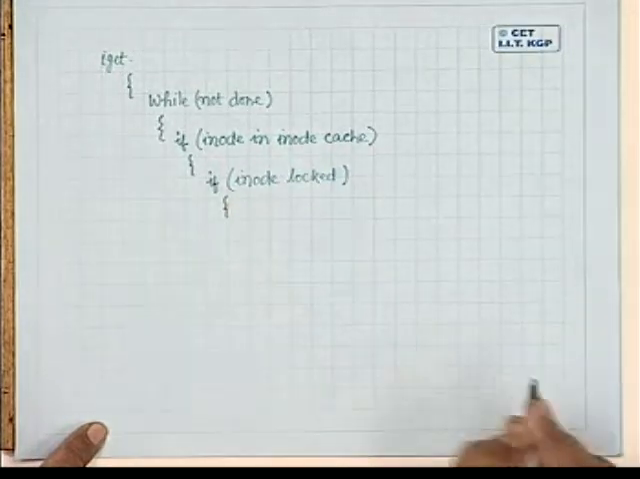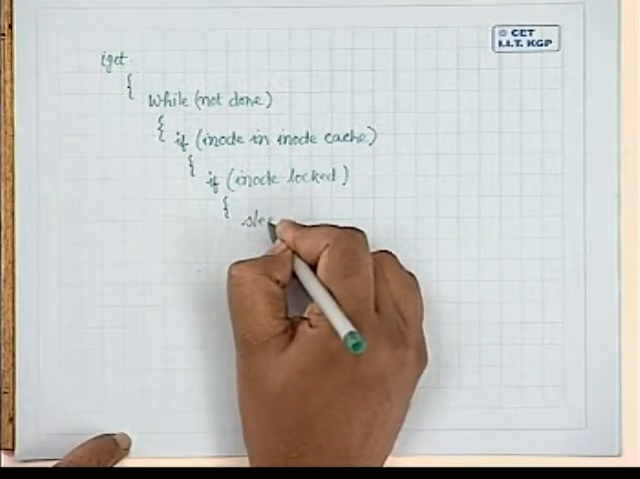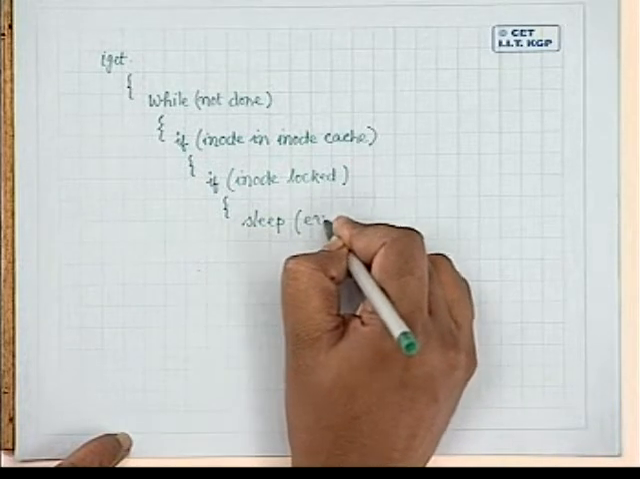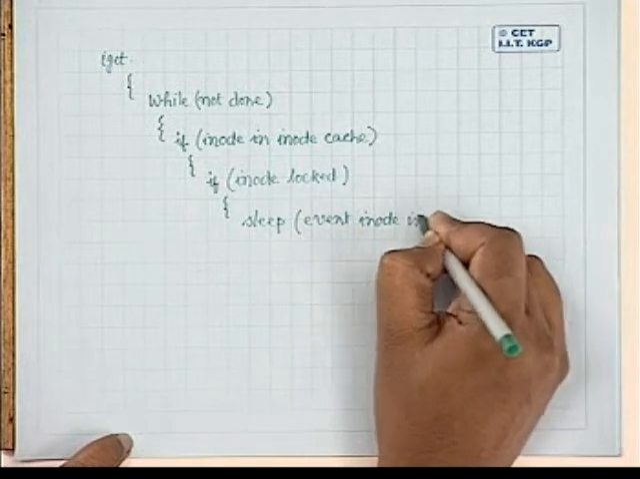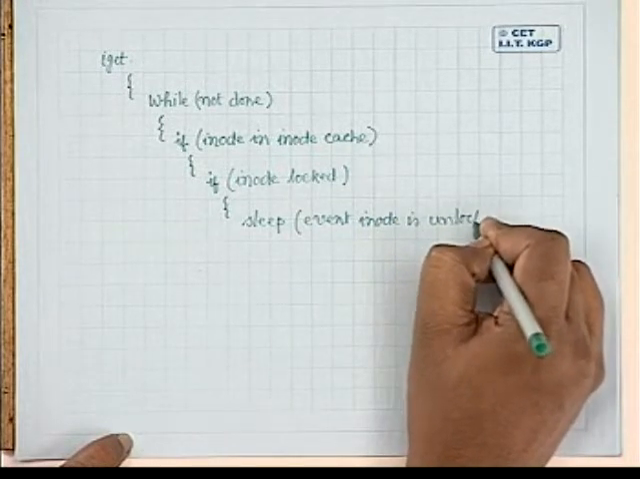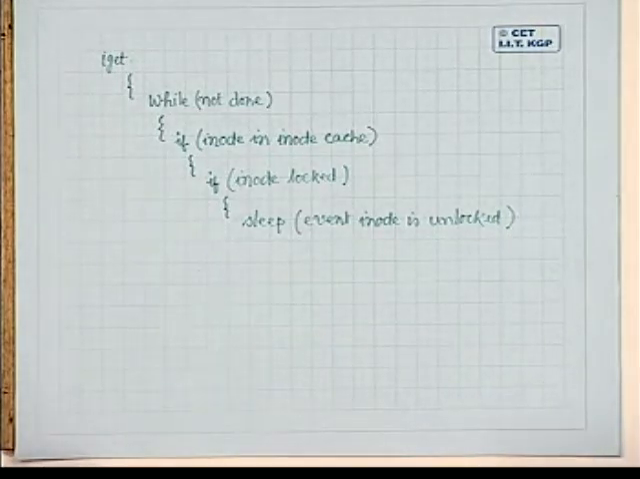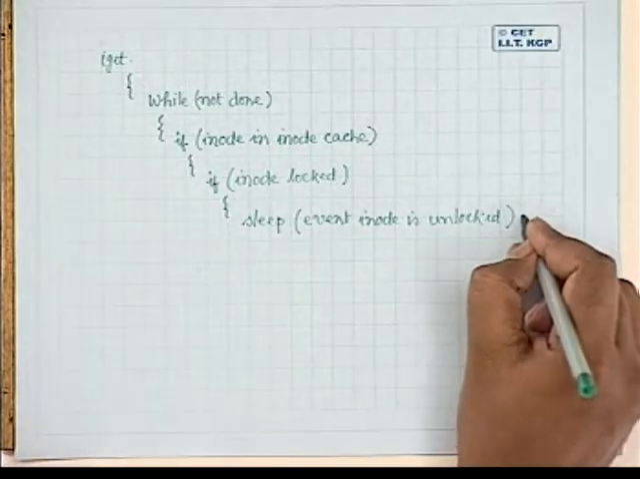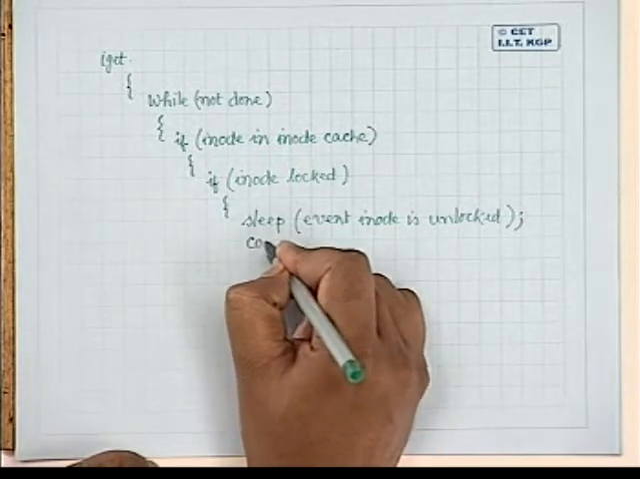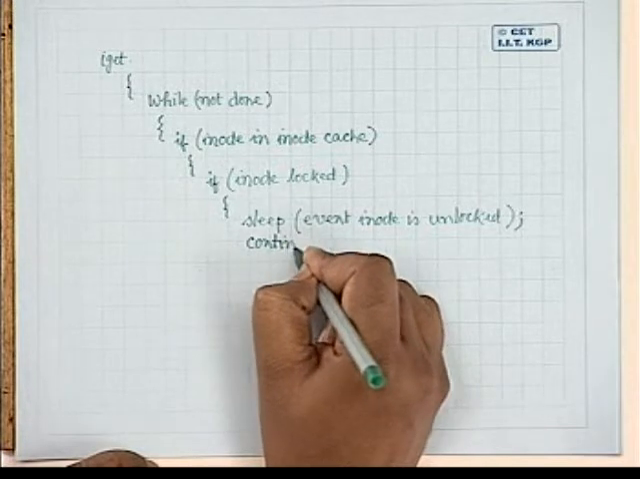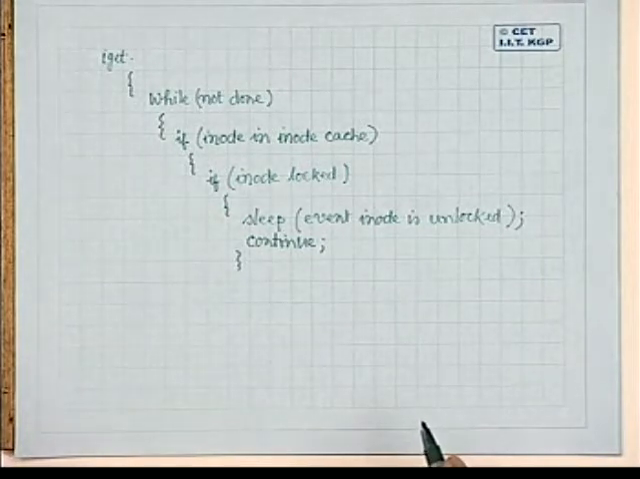So the inode is available in the main memory and the inode is locked. So the process has to go to sleep mode: sleep on event inode is unlocked. Here I am not saying inode is free. Of course, inode becoming free means inode is unlocked. But unlocked does not mean that the inode is free. So the process has to go to sleep and the kernel will continue. This is what we have to do in case the inode is locked.